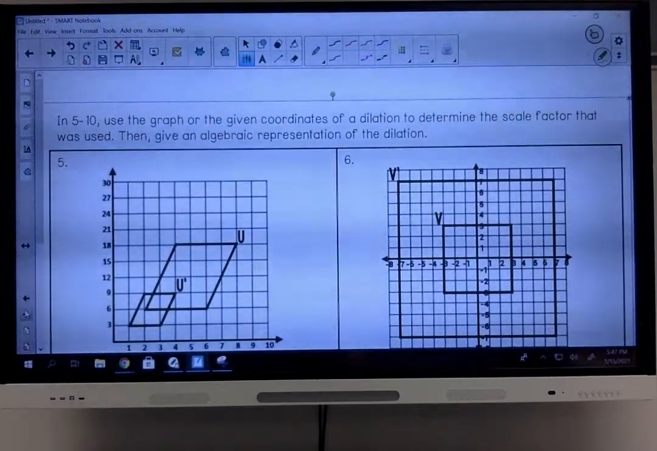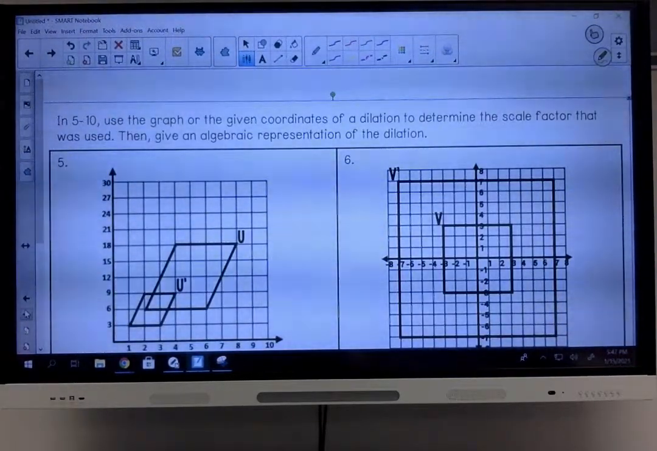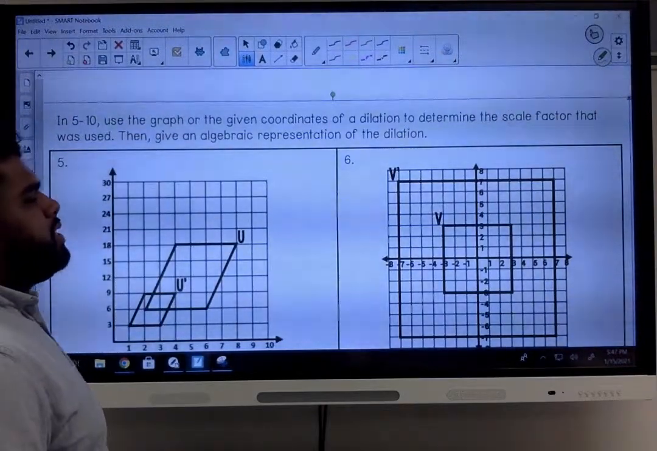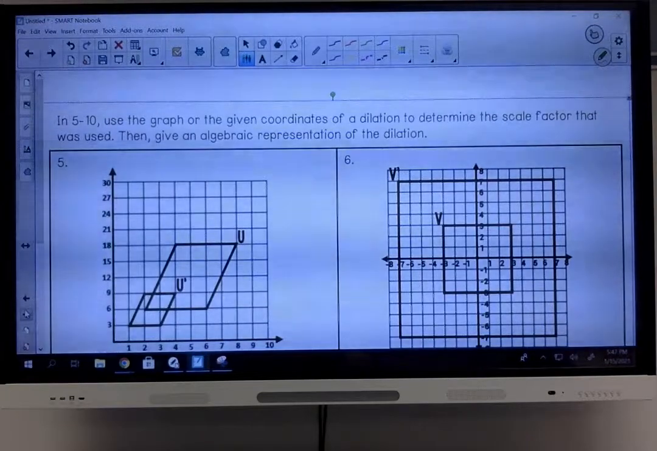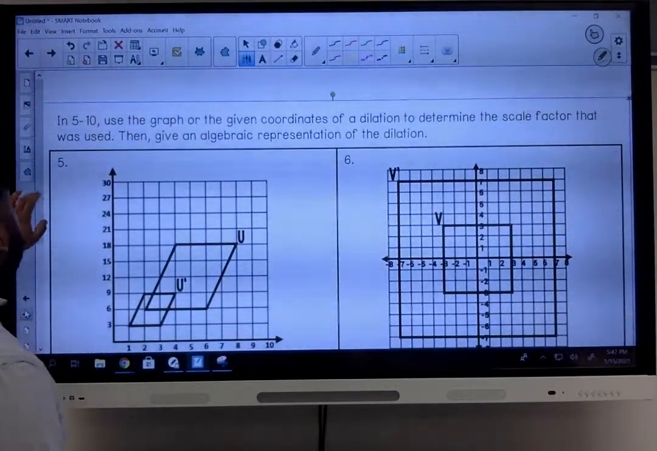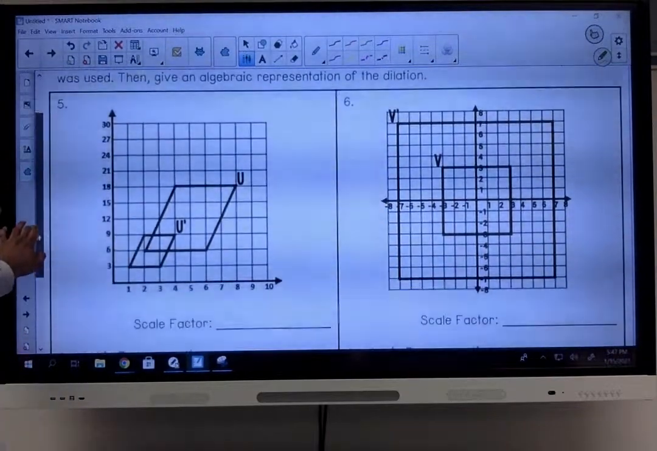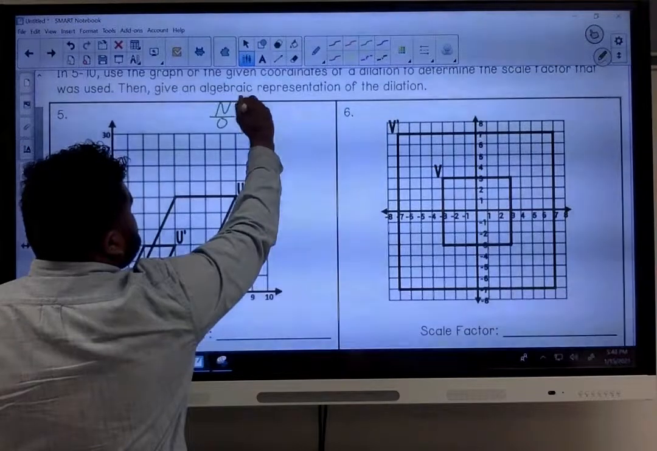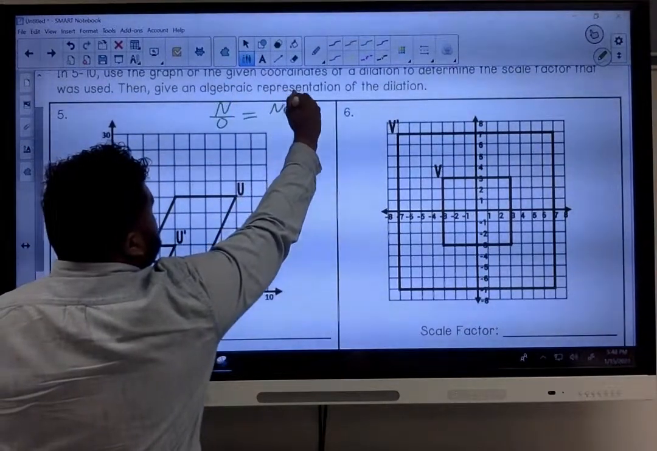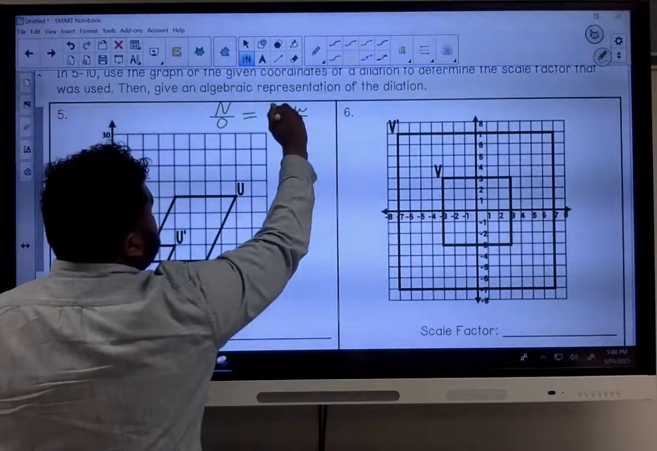It says in questions 5 through 10, use the graph or the given coordinates of a dilation to determine the scale factor that was used. Then give an algebraic representation of the dilation. Okay, well, now this is where that saying comes in, right? New divided by original.